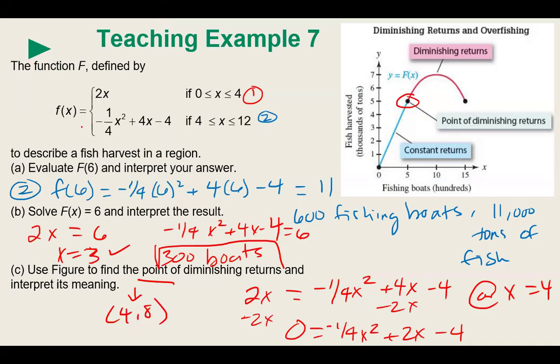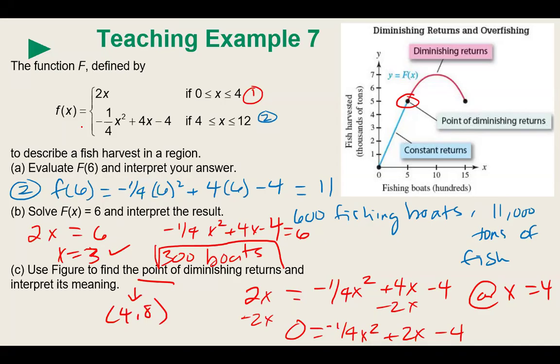So what does that mean? That means that the sweet spot, where we should stop, is at 400 boats, right? If at 400 boats they're bringing in 8,000 tons of fish harvest, and we maintain that, then we won't enter into our diminishing returns, which means that we're taking too much fish and not allowing the fish to repopulate in time.